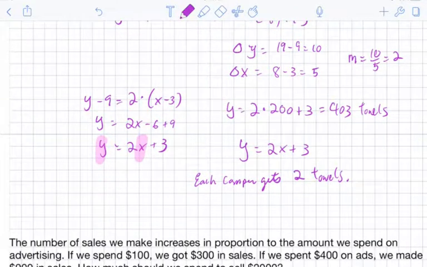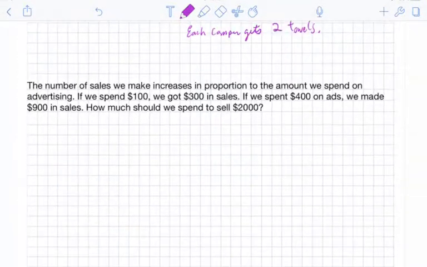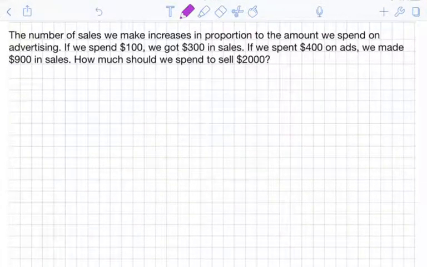How about this one? I guess I'm working for a company. The number of sales we make increases in proportion to the amount we spend on advertising. If we spend $100, we get $300 in sales. If we spend $400 on ads, we make $900 in sales. How much should we spend to get $2,000 in sales?